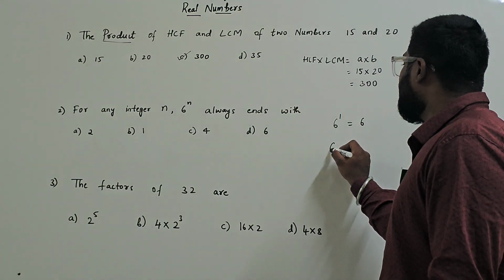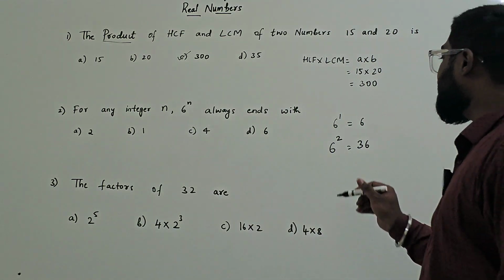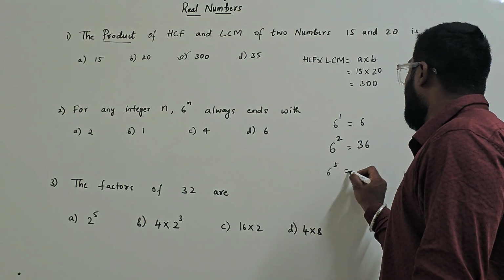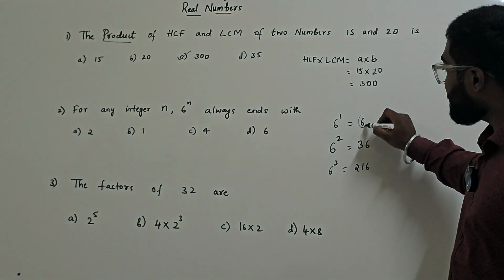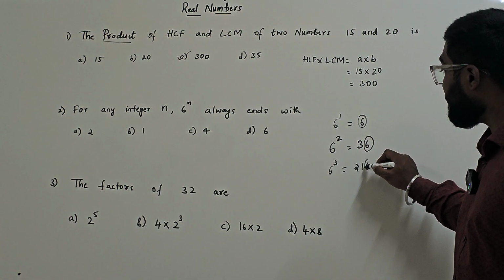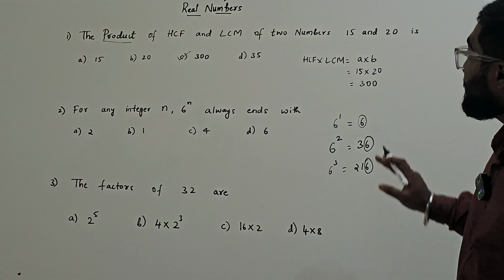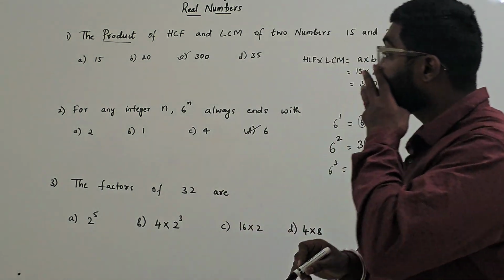The same way, 6 power 2, 6 sixes are 36. In the same way, 6 power 3 is 216. So you can check the numbers which are ending with 6. 6 is ending with 6, 6 power 2 is ending with 6, and 6 power 3 is ending with 6. All the numbers till n always end with 6. The answer is option D.